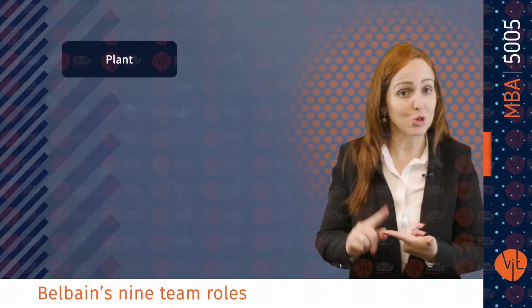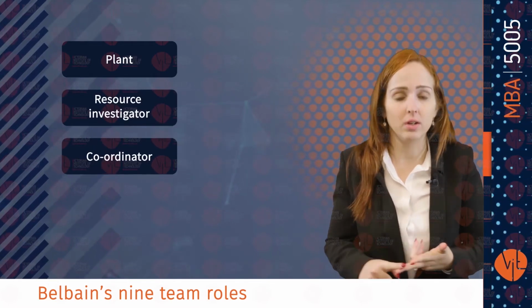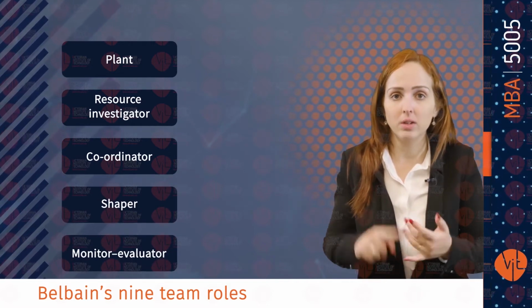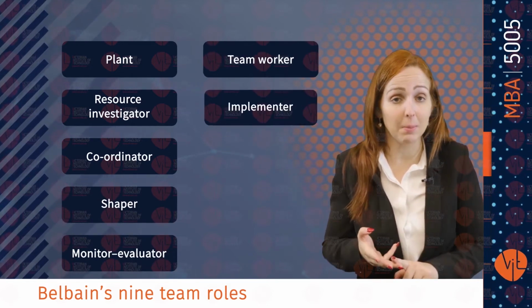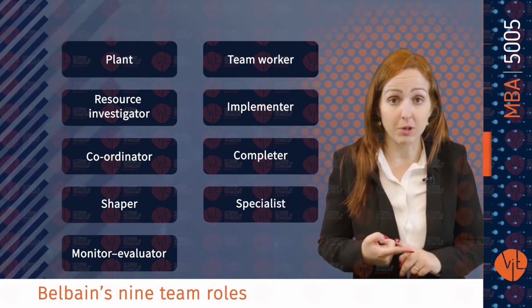The strength in any one role is commonly associated with particular allowable weaknesses. So what are the nine team roles according to Belbin? We have number one, plant. Number two, the resource investigator. Number three, the co-ordinator. Number four, the shaper. Then the monitor evaluator, team worker, implementer, completer, and of course, last but not least, specialist.